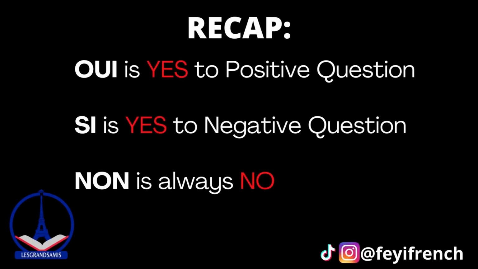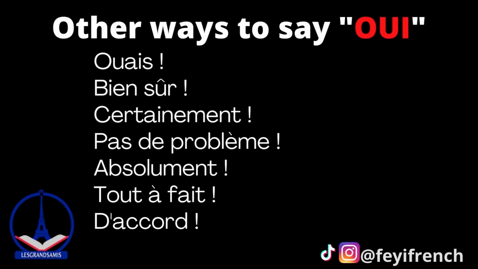So what have we learned so far? First of all, oui means yes, si means yes. Difference, oui is used to reply affirmatively to a positive question. Si is used to reply affirmatively to a negative question. Whenever you're replying negatively to whatever the tone of the question, you use non. In an informal setting, you can use ouais, which means yeah. And other ways to give an affirmative reply include bien sûr, certainement, pas de problème, absolument, tout à fait, d'accord.